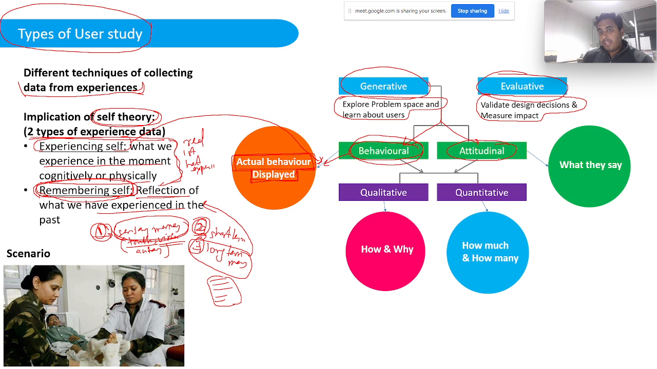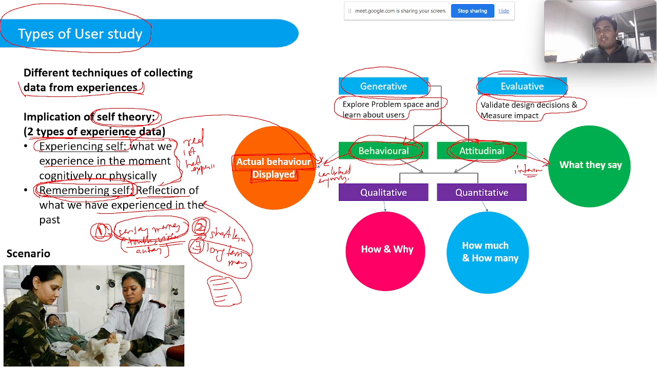The other type is attitudinal. An attitudinal study talks about the reflection of past experiences. These are generally techniques or studies where you try to understand a person's attitude towards a particular context or problem. An example of a behavioral study is contextual inquiry or field study, and an attitudinal example is interview.